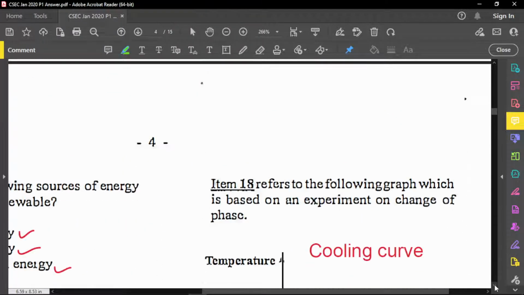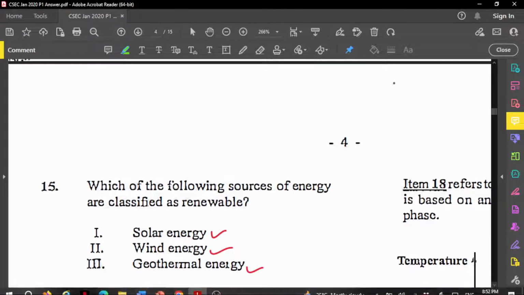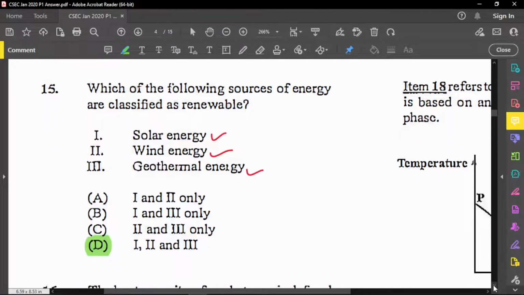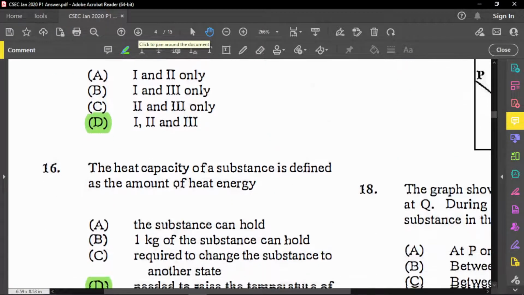Question number 15 is on the next page. And question number 15 now reads: which of the following sources of energy are classified as renewable? Pretty much right here, solar energy, wind energy, geothermal energy, they're all renewable. So D is the correct answer for number 15. Let's jump into the next question, which is question number 16.